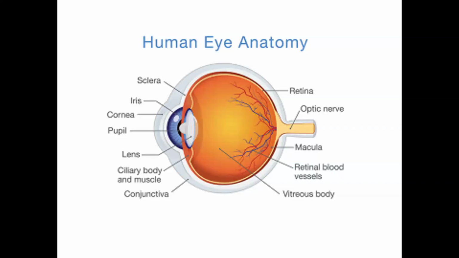Now, how exactly an image is formed in the human eye: when light first enters the eye through the cornea, the intensity of light is adjusted by the iris by changing the size of the pupil.